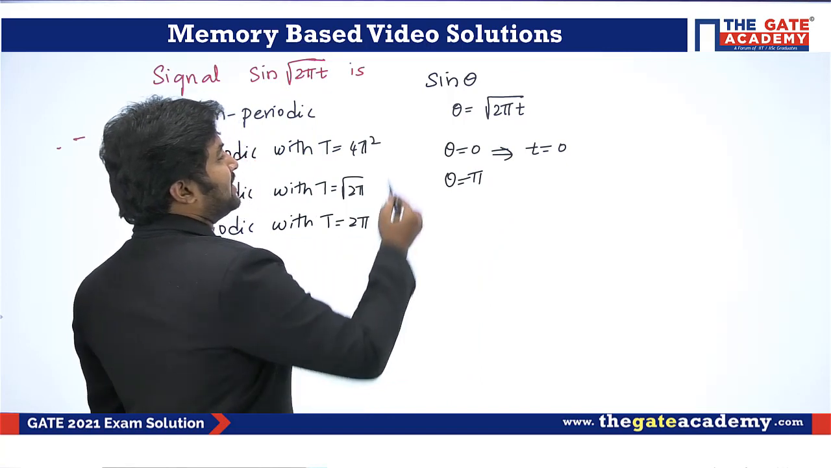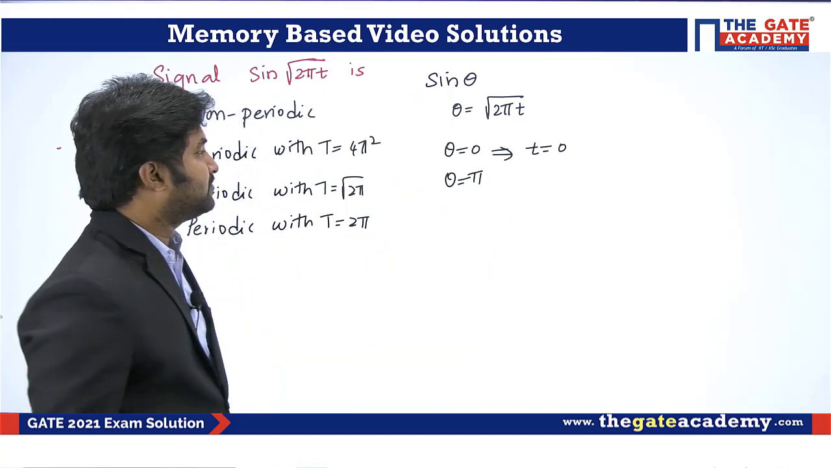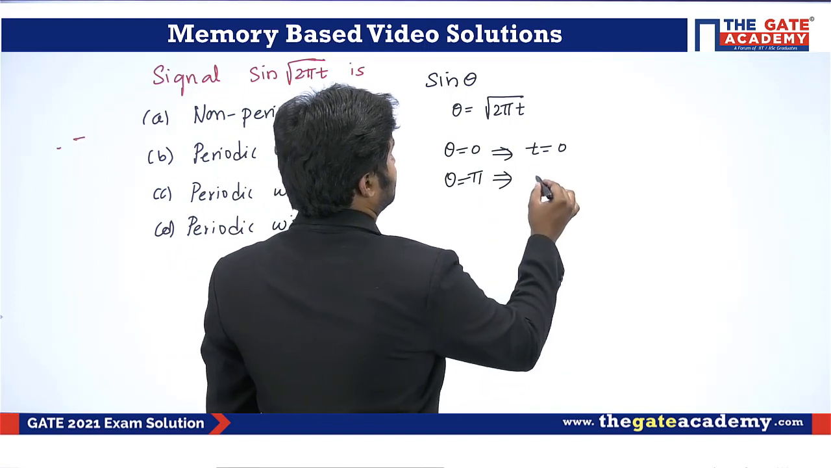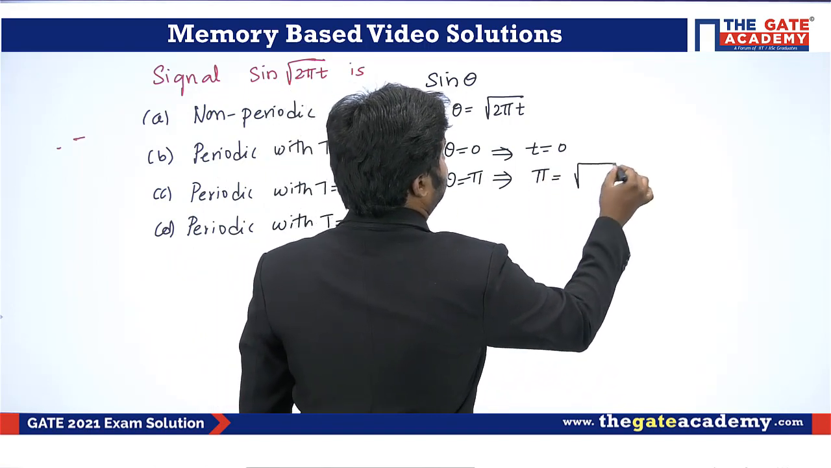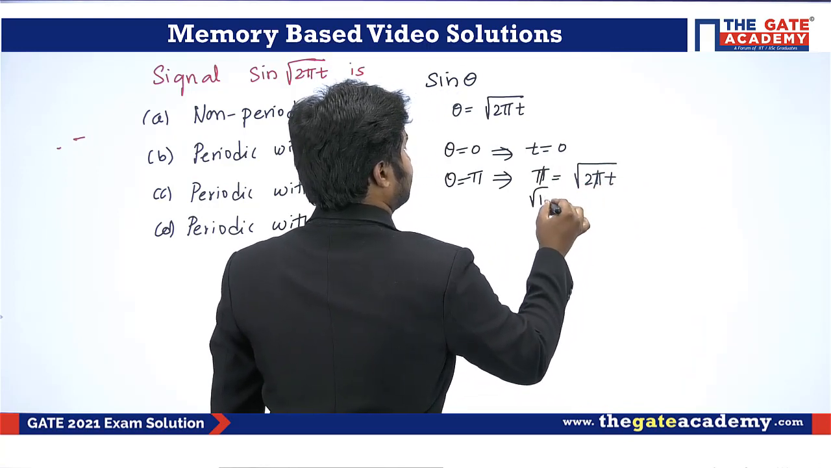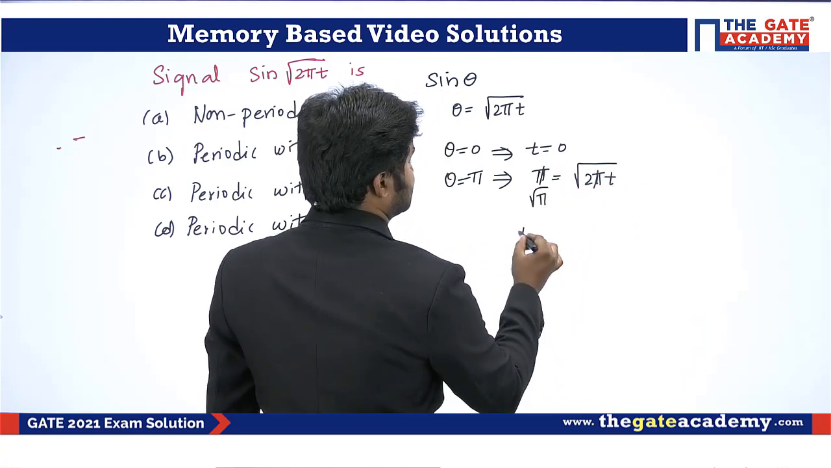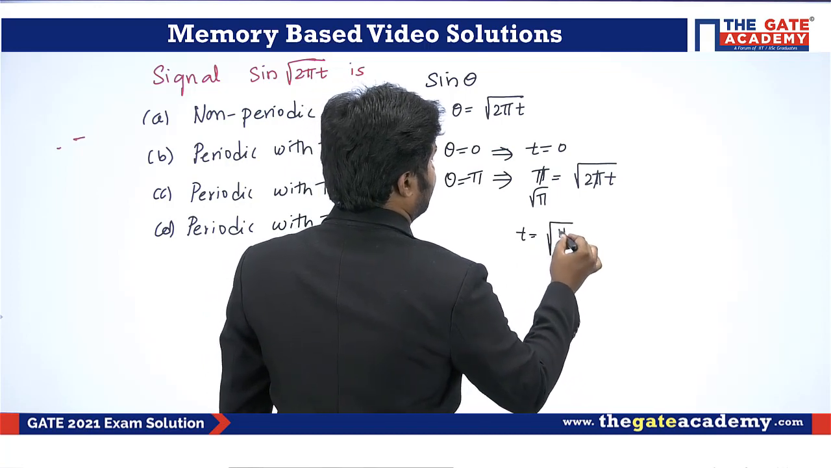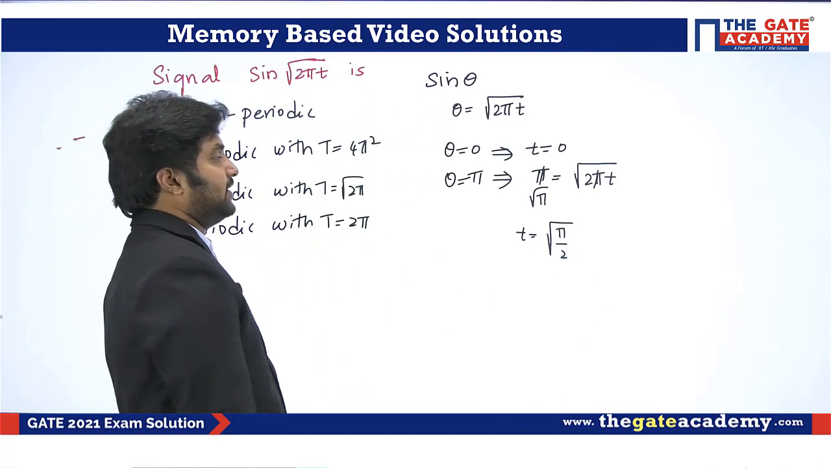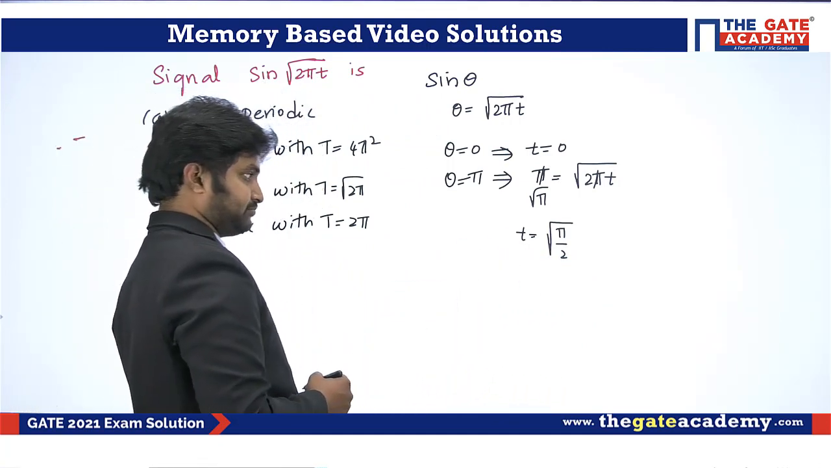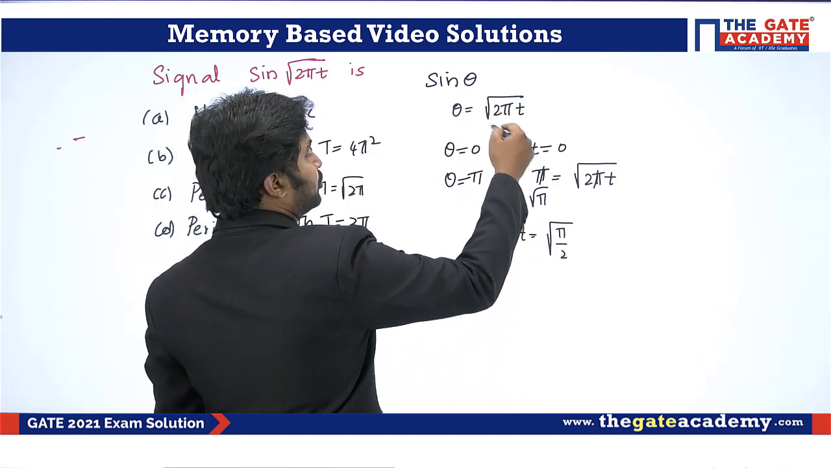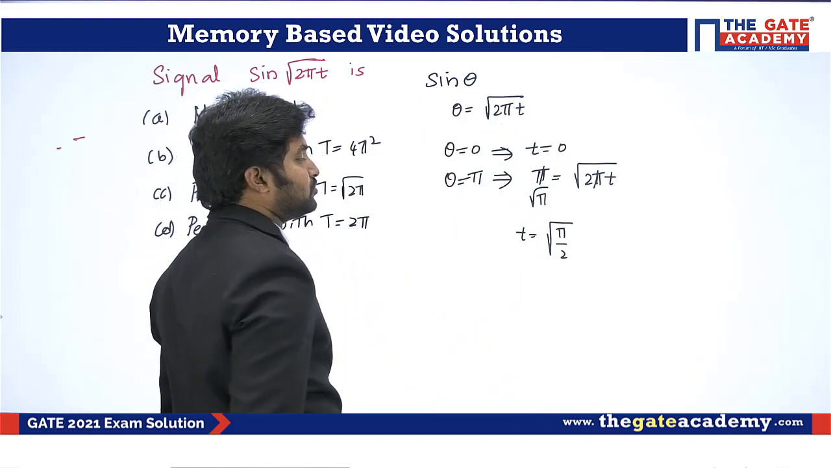So what will be the value of t in that case? Pi is equal to root of 2 pi t, so t is equal to root of pi by 2, correct? So at t equal to root of pi by 2, the complete value becomes equal to pi, where the function becomes equal to 0.